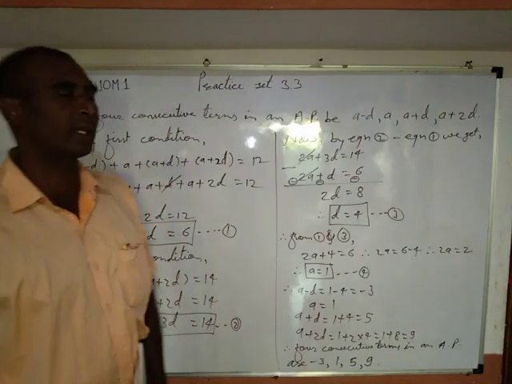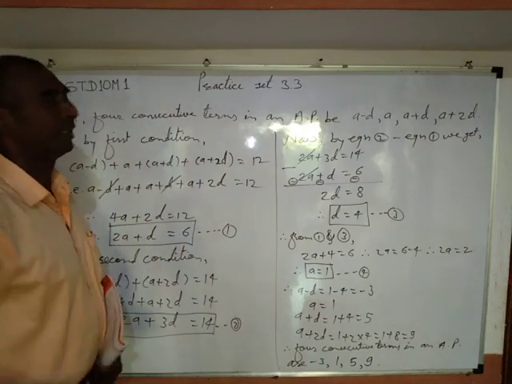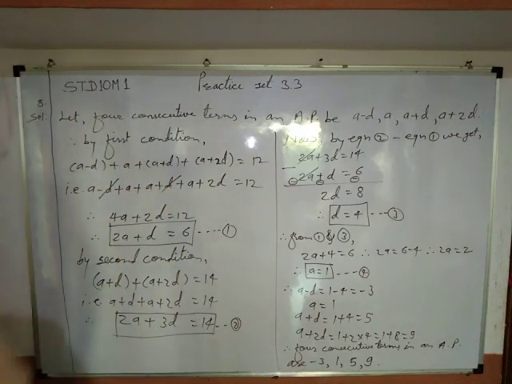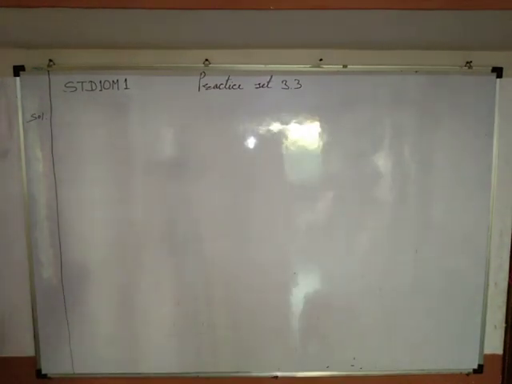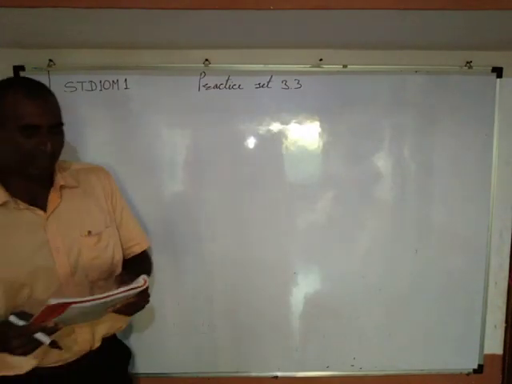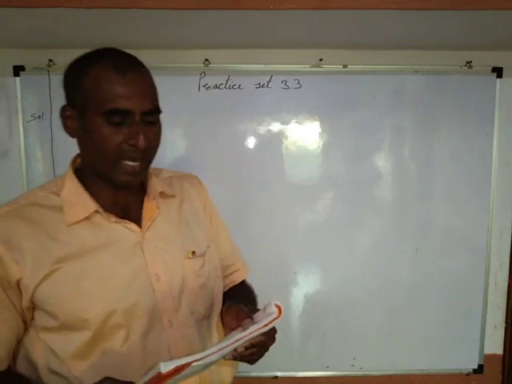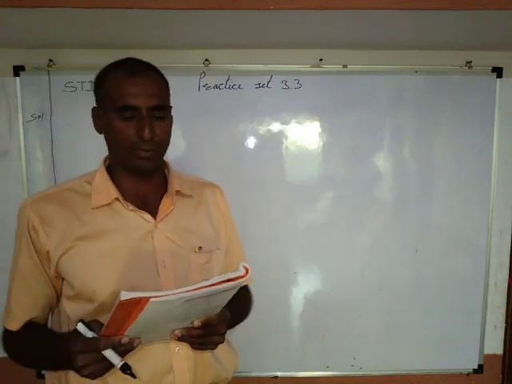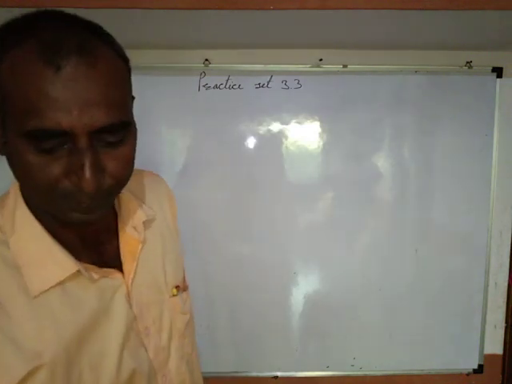There is one more alternative method to solve this question 8. Let's solve question 8 by that method also. By another method, let's solve question 8. Find 4 consecutive terms in an AP whose sum is 12 and sum of third and fourth term is 14. Okay.